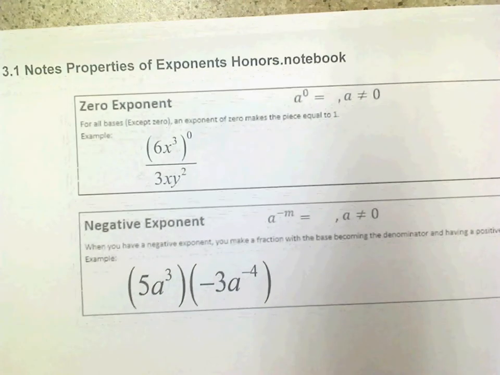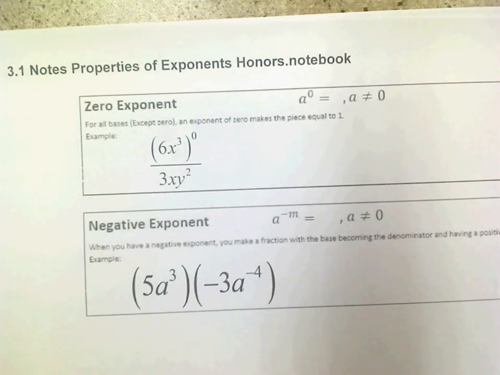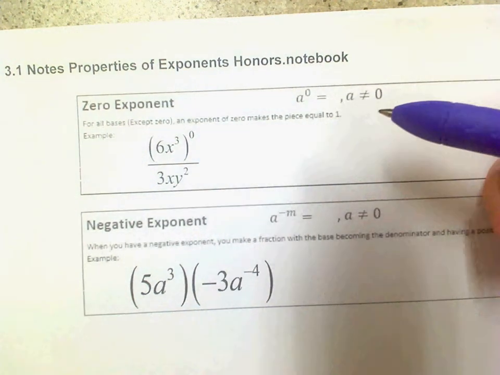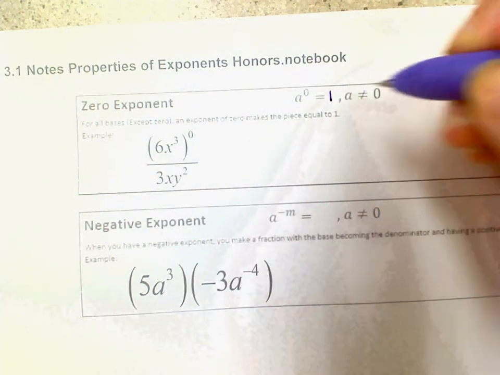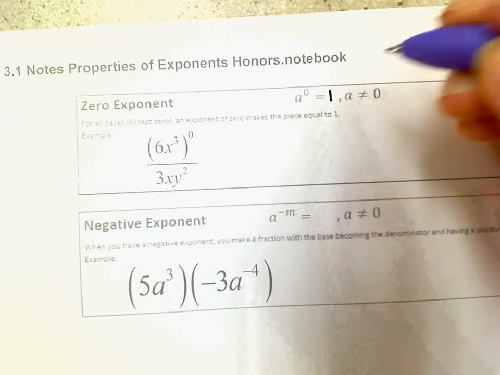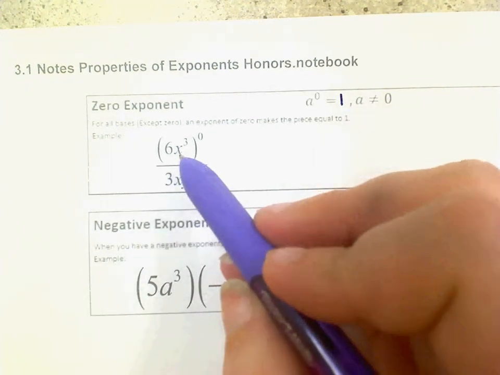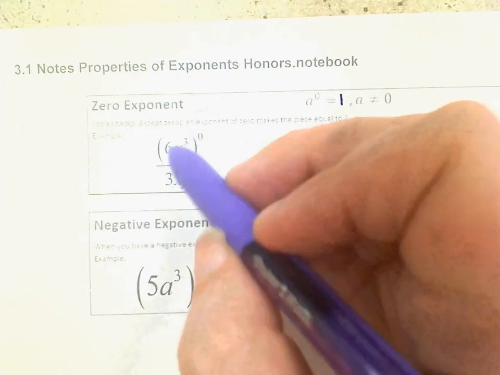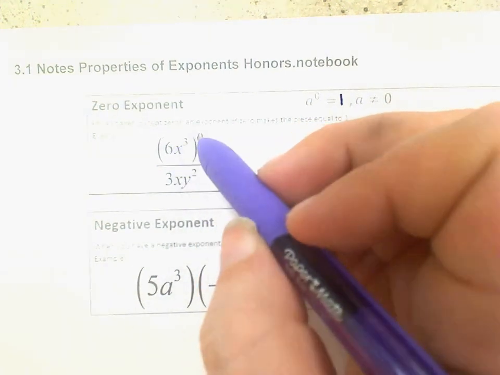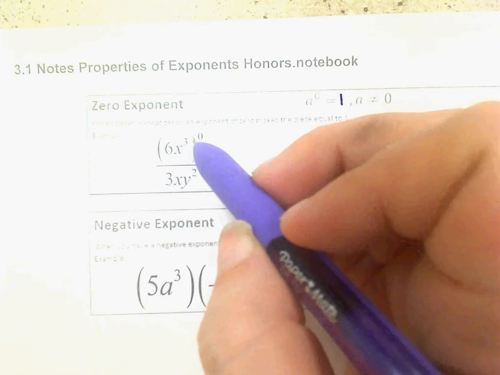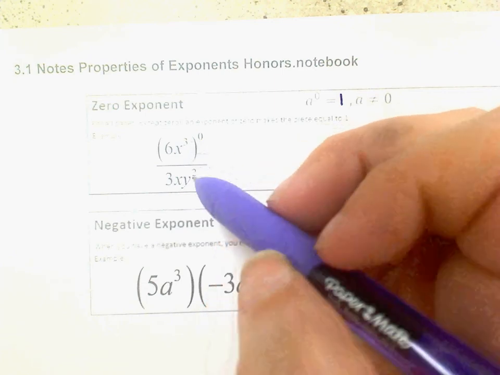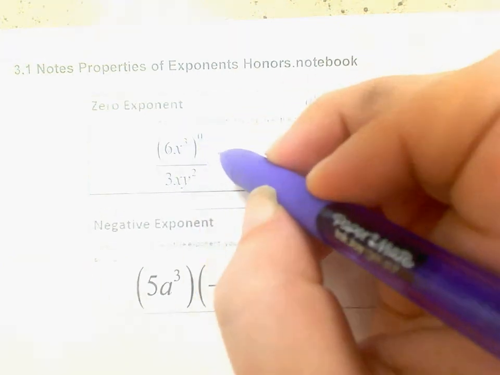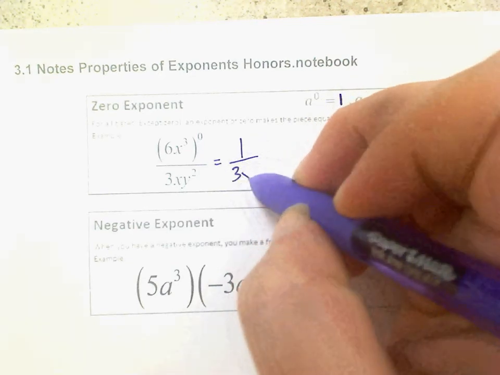A 0 exponent, which again is something we've already talked about, but I'm going to clarify just to make sure. Anything raised to the 0 power is 1. So when I see something like 6x to the 3rd to the 0 power, you can think of it as distributing: 6 to the 0 and then x to the 3rd to the 0, which means 3 times 0, and it's just x to the 0. Or you can just say anything to the 0 power is 1. And so that would be my final answer for that one.